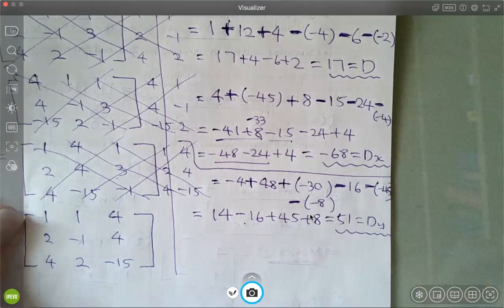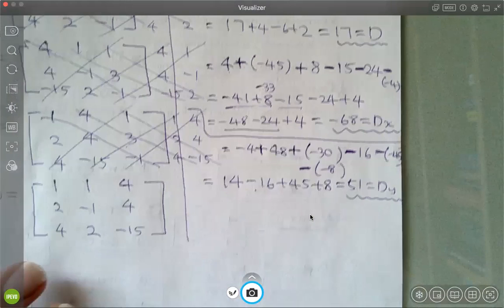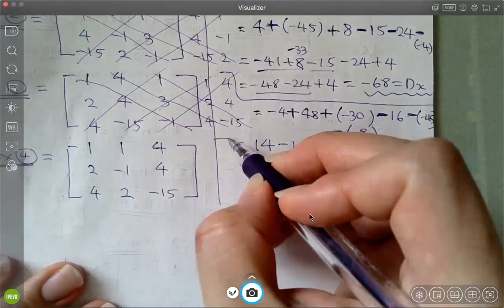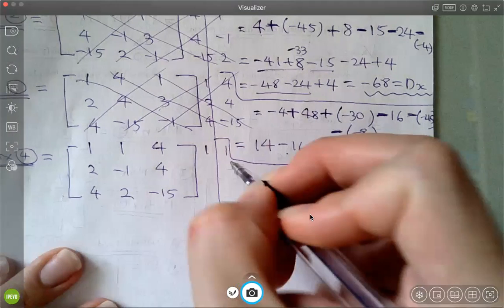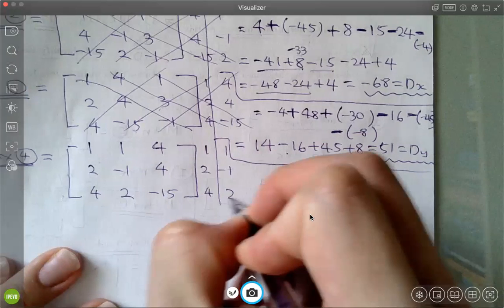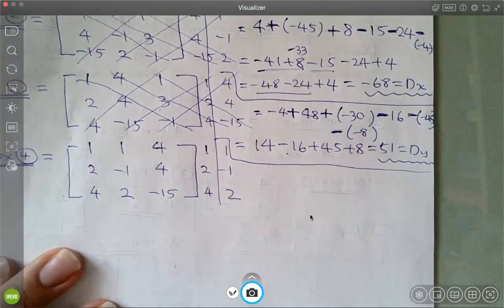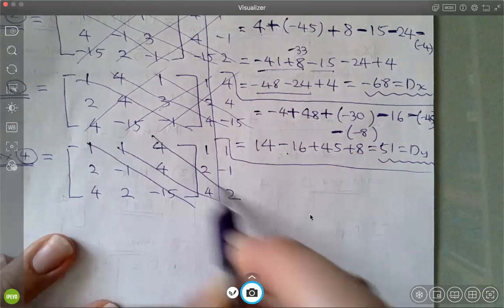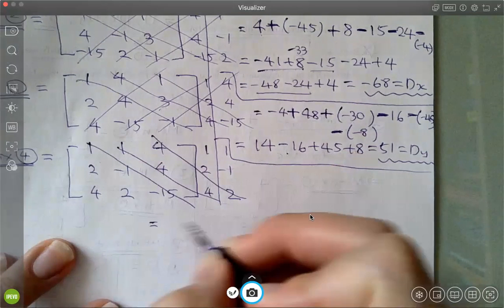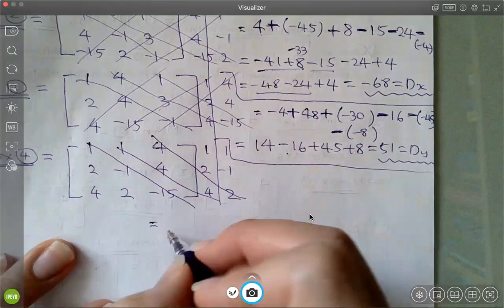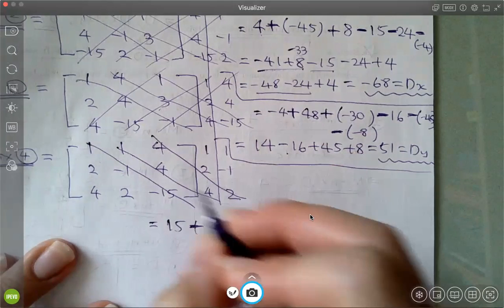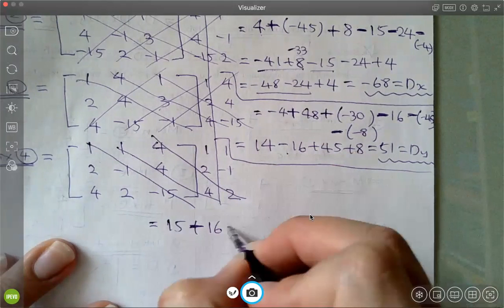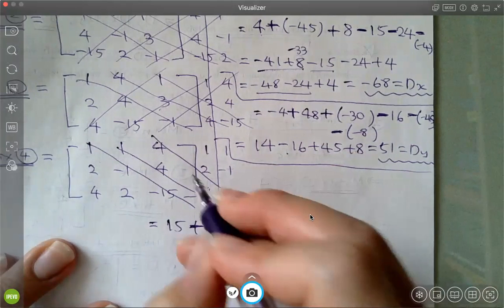Okay, and now the last matrix. Woo, last matrix. So copy the first two columns, 1, 1, 2, negative 1, 4, and 2. So go this way. Okay, so what do we get? That's just positive 15 plus 1, 4, 4. So that's 16. And then plus 4, 2, 2. So that's 16 once again, right?